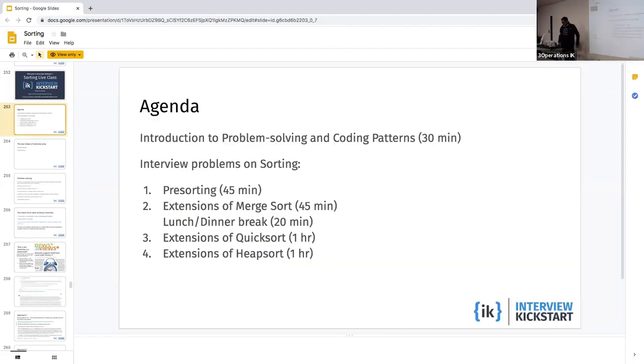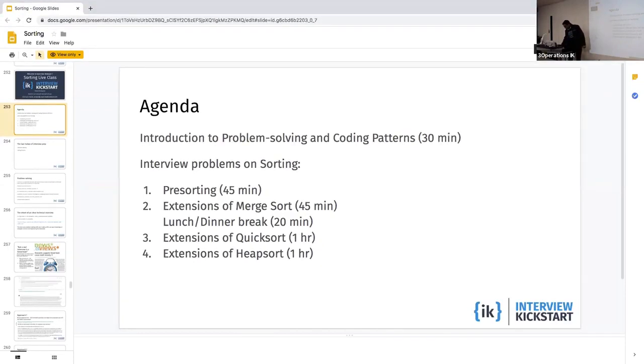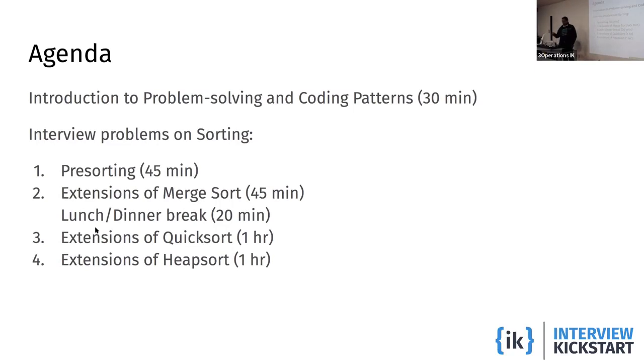Here's the agenda. I'll spend the first 20 to 30 minutes giving you an introduction to problem solving and coding patterns, which will apply for all the 5 algorithms classes. And then we'll look at interview problems related to sorting, which are basically of 4 types. Pre-sorting and extensions of merge sort is what we'll do before the lunch break. Lunch will be provided right outside the classroom for those of you who are here. And after the lunch break, we'll do some problems which extend quicksort and heapsort.